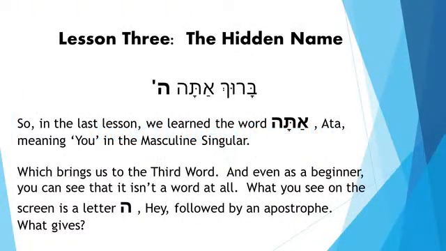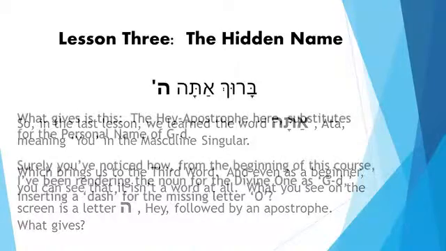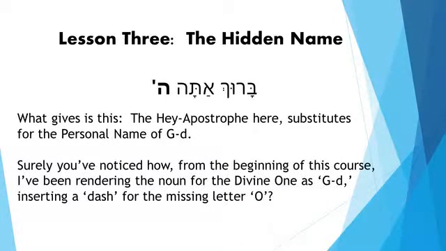So in the last lesson, we learned the word atah, meaning you, in the masculine singular, which brings us to the third word. And even as a beginner, you can see that it isn't a word at all. What you see on the screen is a letter, hey, followed by an apostrophe. What gives? What gives is this. The hey apostrophe here substitutes for the personal name of God.